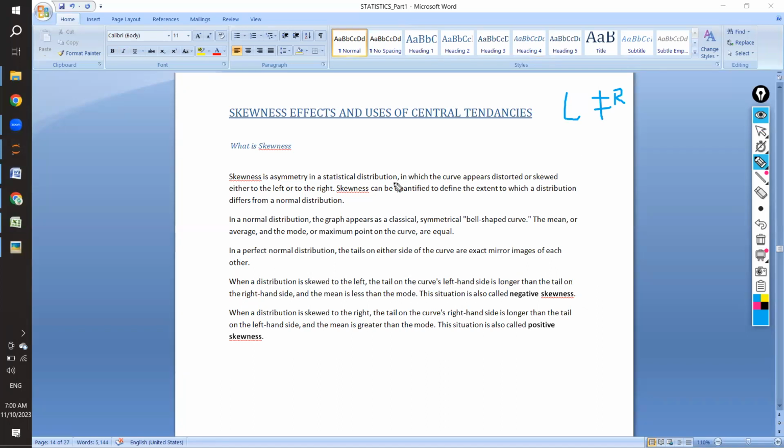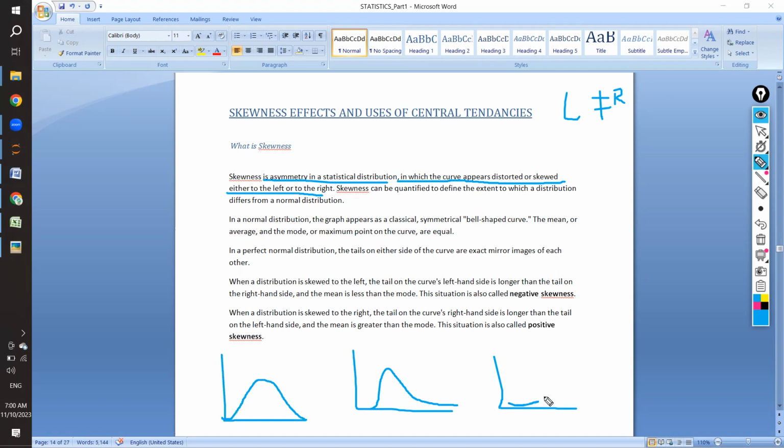Technically, there is some degree of asymmetry included in the distribution. In skewness, that means in an asymmetric distribution, the curve appears distorted or skewed either to the left or the right. A normal distribution looks like this, but in an asymmetric distribution the curve appears skewed either to the right or left. It gets shifted away from the normal, symmetric distribution, because now it is asymmetric.